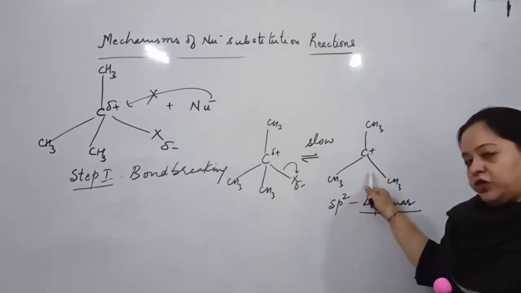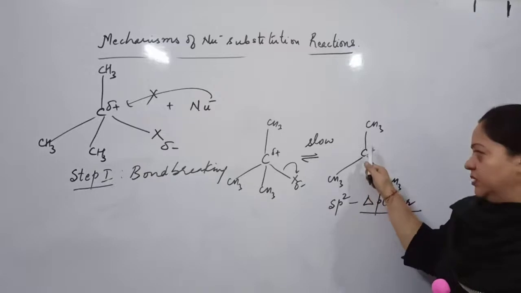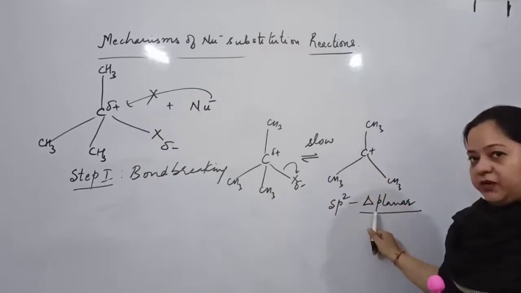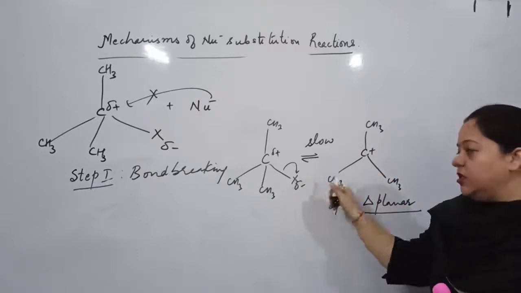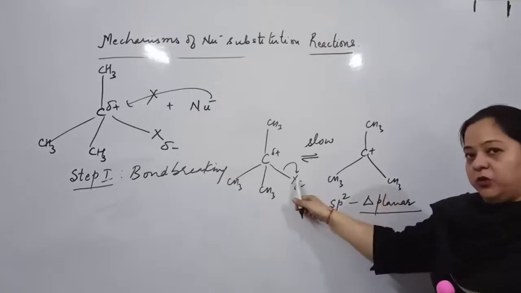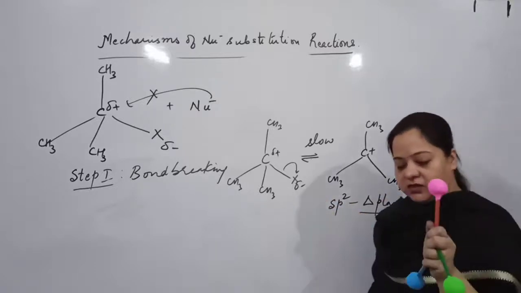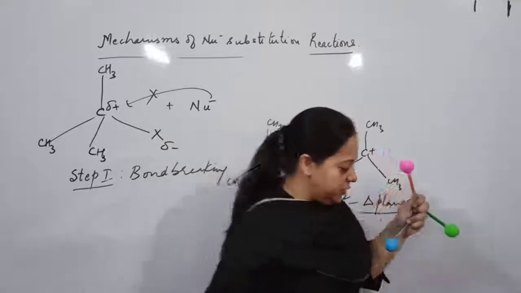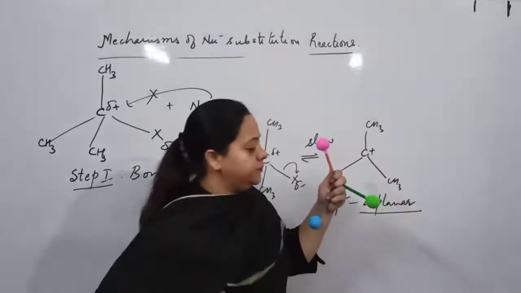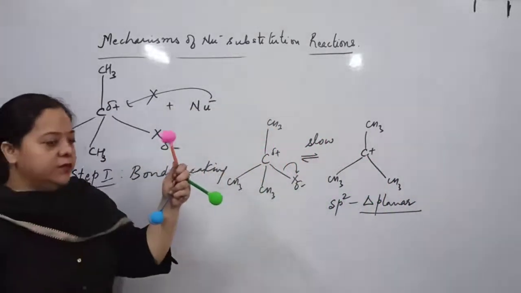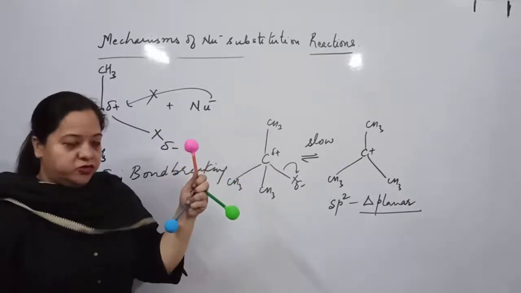This leads to the formation of an intermediate. This intermediate is a triangular planar species. The halogen is now vacated. The leaving group has left. Now this is the situation. Here the carbon is surrounded by 3 groups. It forms a triangular planar structure.